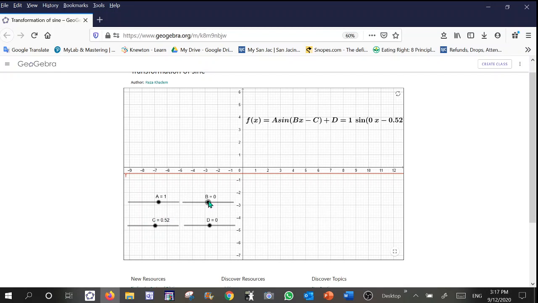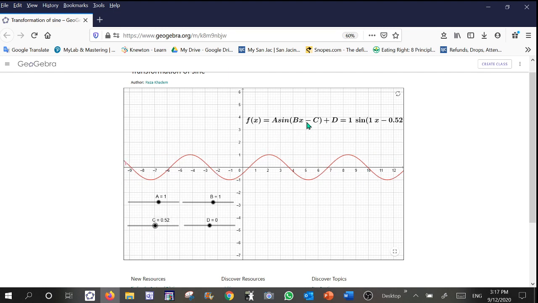So c basically is going to move, I made b 0, I have to make it 1. Here we go. So c, as I change it, notice what it does. It just moves the graph to the left and to the right. Doesn't change the shape of it. How much does it move it to the left and to the right? It's c divided by b. In this case, b is 1. So in this case, it's just 1.31, as you see.